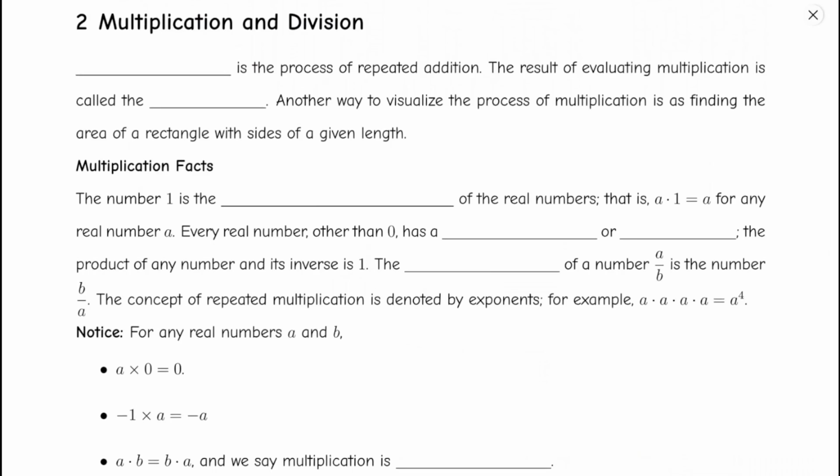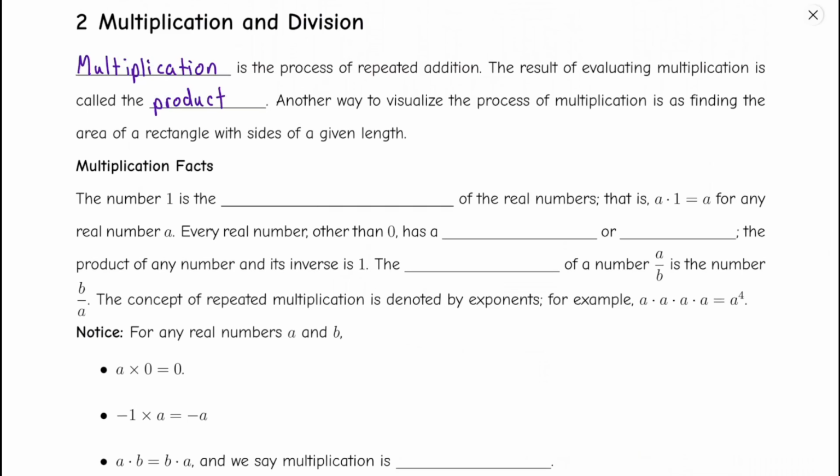So, today is part 2 of section 0.1, where we will be covering multiplication and division. Multiplication is the process of repeated addition. The result of evaluating multiplication is called the product.